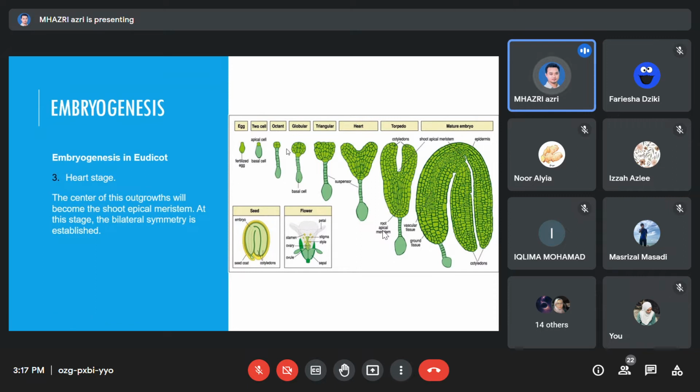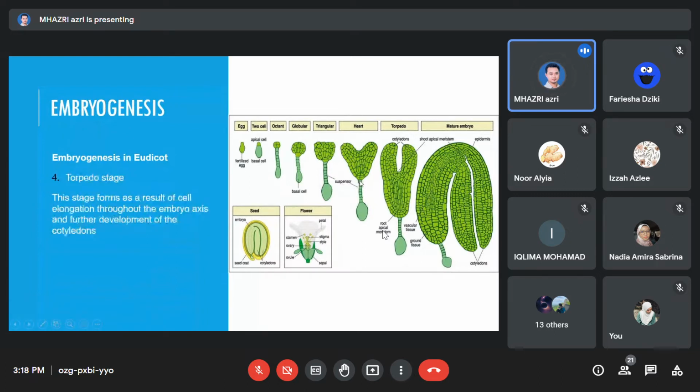In the heart stage, the center of this outgrowth will become the shoot apical meristem. So at this stage, the bilateral symmetry is established. Okay, bila the apical regions, the outgrowth, it will become like heart. Stems, okay, and then the hypophyse will become the root regions, okay, the root.